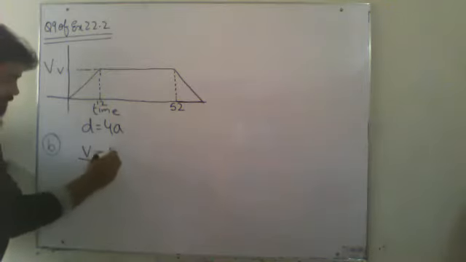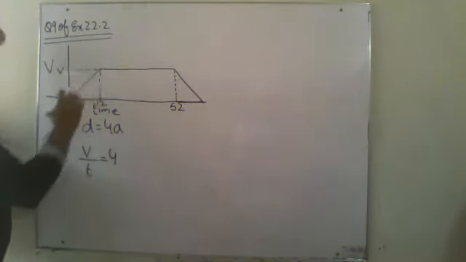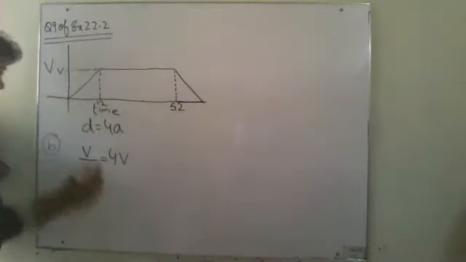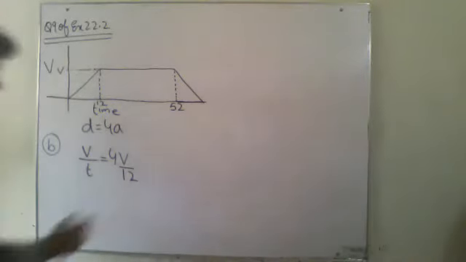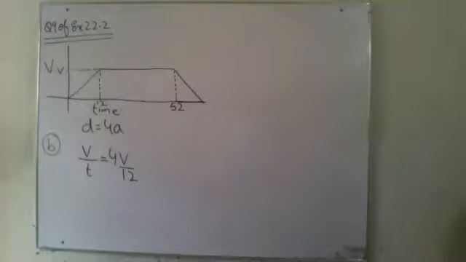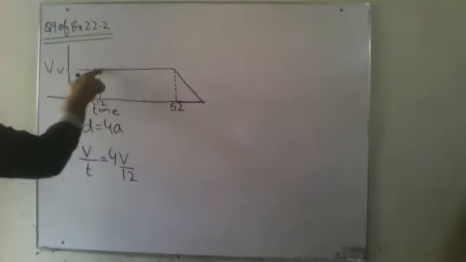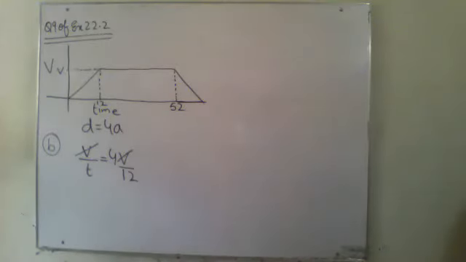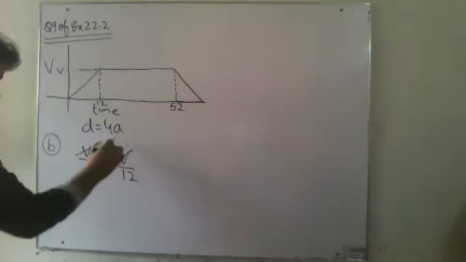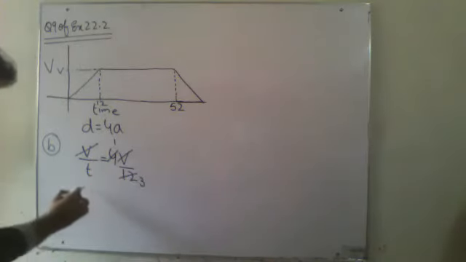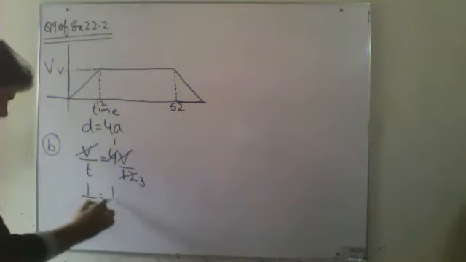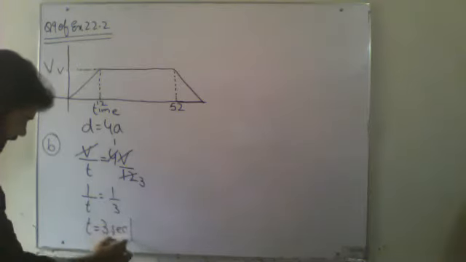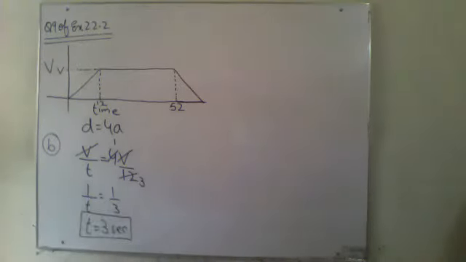V over T equals 4 times. For acceleration, again, we have reached velocity V, and how much time was used? 12 seconds was used, so I have written 12 over here. Velocity is the same because we have reached this velocity and are continuing with it, so velocity and velocity will be cancelled. 4 ones are 4, 1 over T equals 1 over 3. When I shift it, T equals 3 seconds. This is going to be your first answer.